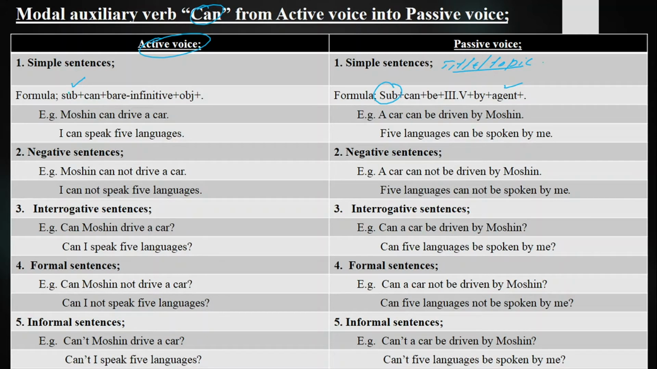Now what are simple sentences? Those sentences which make a simple statement are called simple sentences. Formula for them: subject can plus bare infinitive. After modal auxiliary verbs, we use the bare infinitive. What are bare infinitives? It is one of the kinds of infinitives. Infinitive has got some 9 kinds. One of them is called the bare infinitive.